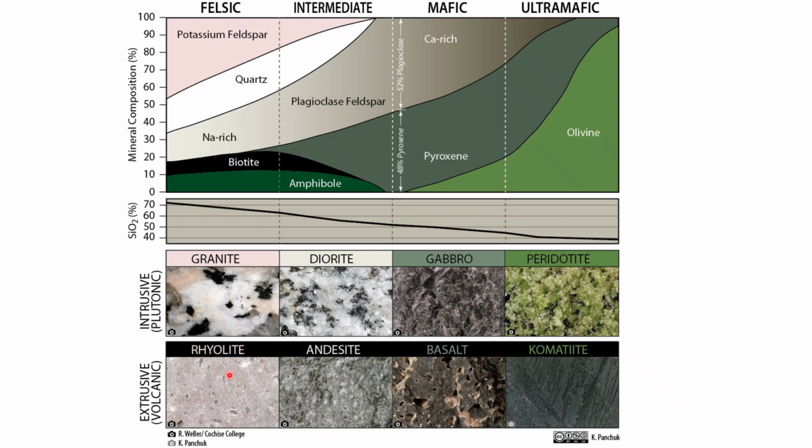So this is what a magma that had this composition, if it cooled slowly underground within the Earth's crust, would look like: this granite. But if it came out of a volcano explosively and cooled very quickly, it would look like this. It would be a rhyolite. And then the same goes for diorite and andesite, gabbro and basalt, and then peridotite and komatiite.